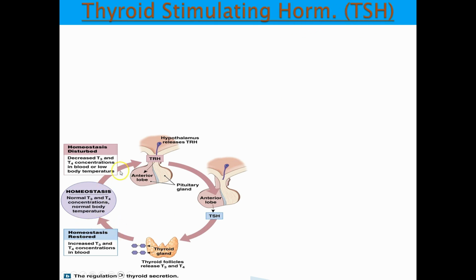So here we're looking at the feedback loop that we tend to see. Notice decreased T3 and T4 concentrations in the blood, or even low body temperature. That's what's going to stimulate the initial release of thyrotropin releasing hormone. And so TRH gets released, targets the pituitary gland. That's going to stimulate the release of TSH. That's really where our focus is right there.